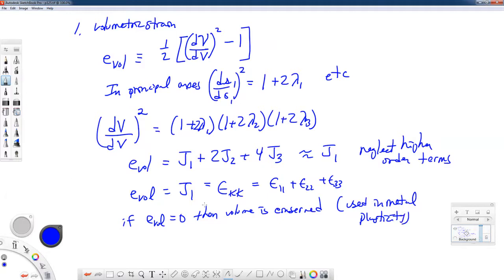We can even express this in terms of gradients of the displacement vector. So with the strains being equal to partial of u with respect to x sub i, and we add these three together, we have a differential equation that must be satisfied in order for us to have the conservation of volume.